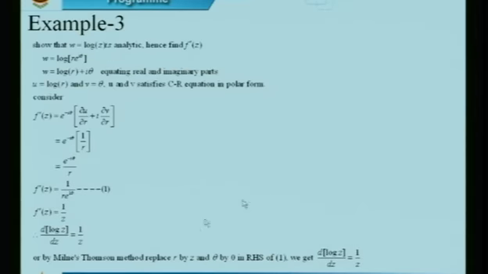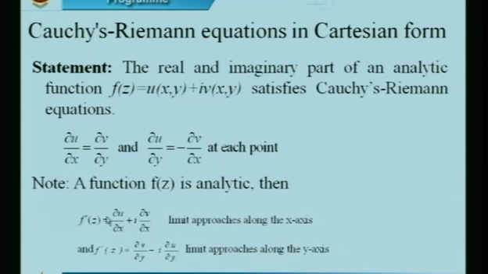One is the derivative approaching in the form f dash z is equal to dou u by dou x plus i into dou v by dou x, where the limit approaches along the x axis. And the second case, f dash z is equal to dou v by dou y minus i into dou u by dou y, where the limit approaches along the y axis. Because in the complex variable, the limit can approach from any direction. The direction we considered here is along the x axis and along the y axis.